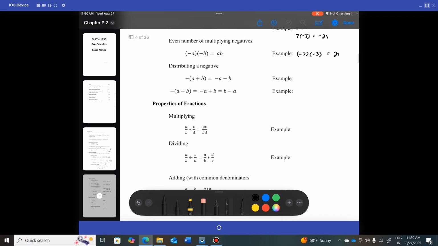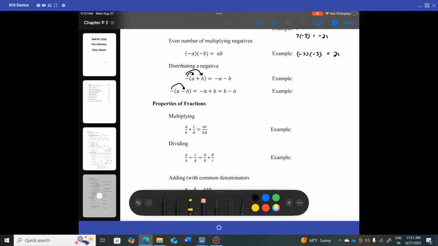Sometimes it's important to distribute a negative or factor out a negative. That negative has to go to both, just like a number does. So negative (a plus b) is negative a minus b, or plus a negative b. And negative (a minus b) is going to be negative a plus b, because this negative sign turns that one positive. And we can write it as b minus a.